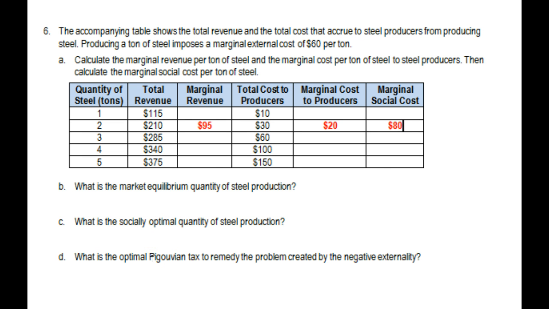For C, what is the socially optimal quantity of steel production? This is now asking you to factor in the marginal social cost. And finally, what is the optimal Pigouvian tax to remedy the problem created by the negative externality? And at that point, you're doing what you've done before, which is figuring out what tax is going to bring the equilibrium quantity to the social optimal quantity.